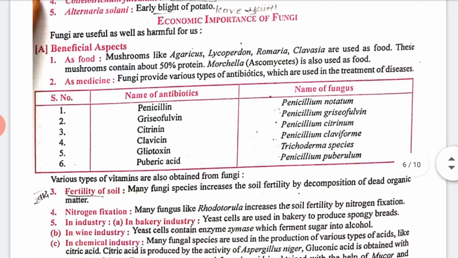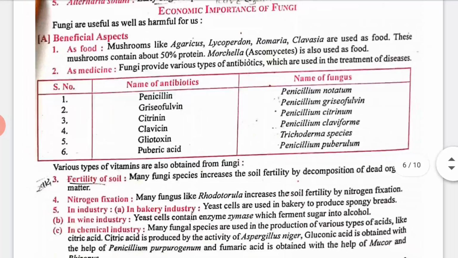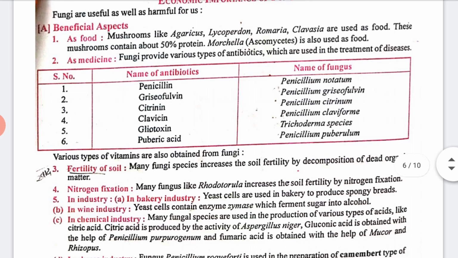So here a table is given. See here the name of the antibiotics and the name of the fungus. Clear? Now, next, various types of vitamins are also obtained from fungi. So it also provides us vitamins.